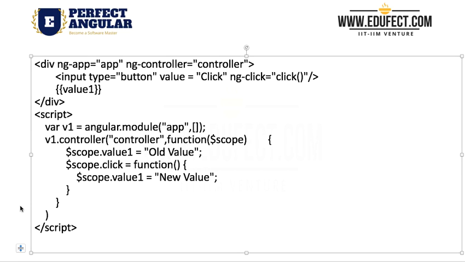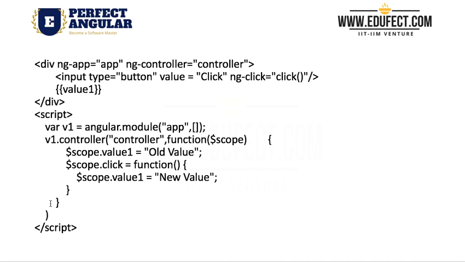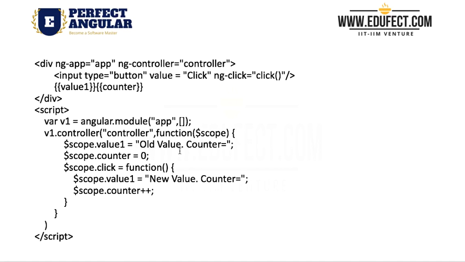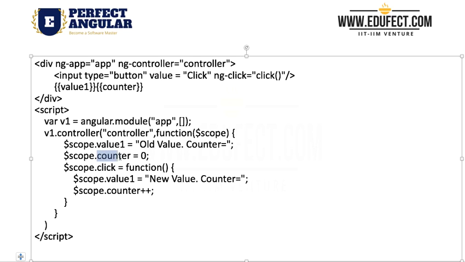And then it remains the same. Suppose we now want to put in a slightly more complex function wherein we change some variable every time. So let us see what we are doing here. Here we have added another variable counter with scope for the whole scope and initialized it to 0. And what are we doing in the click function? We are incrementing counter every time. So we are saying $scope.counter++, which means counter will become counter plus 1 every time.